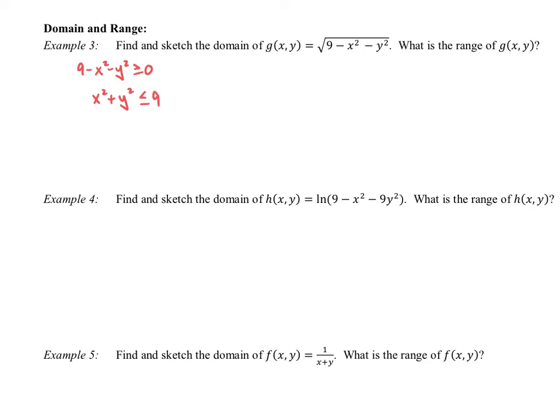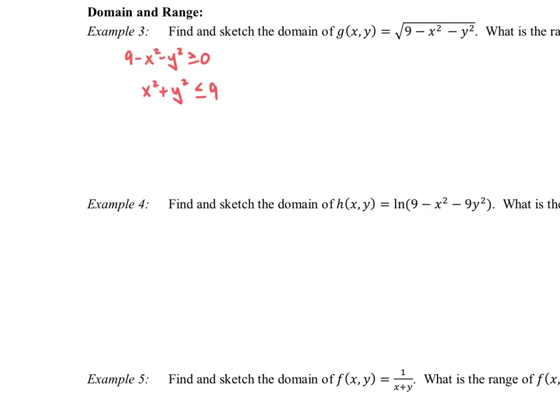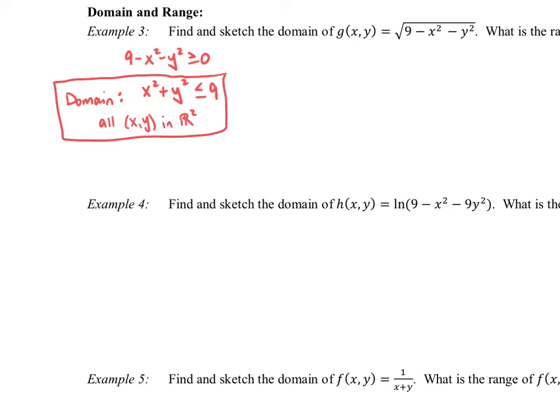And that has a little bit more meaning to us because we do know that that's a circle centered at the origin with radius of 3. But we can describe the domain in this case as having that restriction, but more importantly, all the xy in 2 dimensions, so in the 2 dimensions of the xy plane, are going to be okay as long as they are satisfying this particular inequality. So that's our domain here.